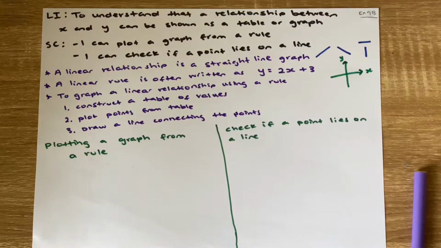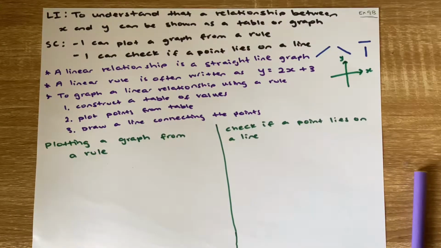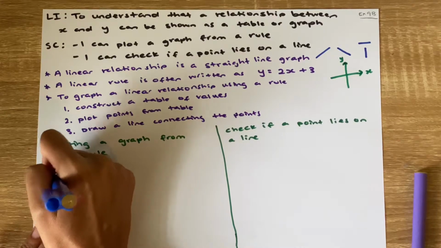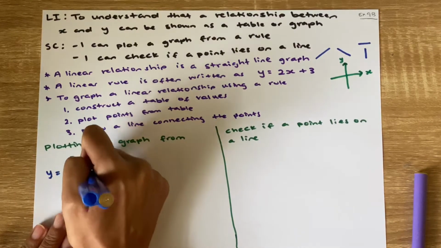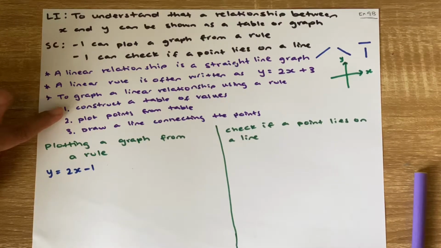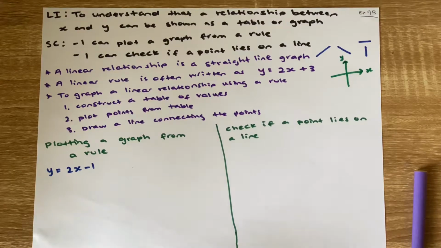Say I gave you a question, and that question is, I want you to graph the rule y equals 2x take away 1. So I'm giving you a rule, y equals 2x take away 1, and I'm going to ask you to draw a graph. The first thing I need to do is construct a table of values.